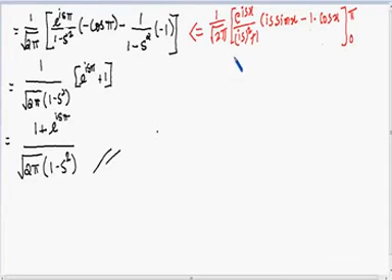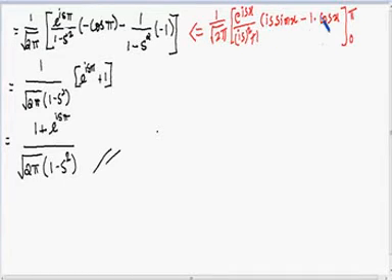Now let us apply the limits from 0 to pi. Applying the upper limit, i s into sin pi will become 0 because sin pi is equal to 0, and applying the lower limit to the first term i s into sin x, it is becoming i s into sin 0. Sin 0 is 0. So by the application of the upper and lower limit to the term i s into sin x, it is making all the terms equal to 0. The only term existing is minus cos x.